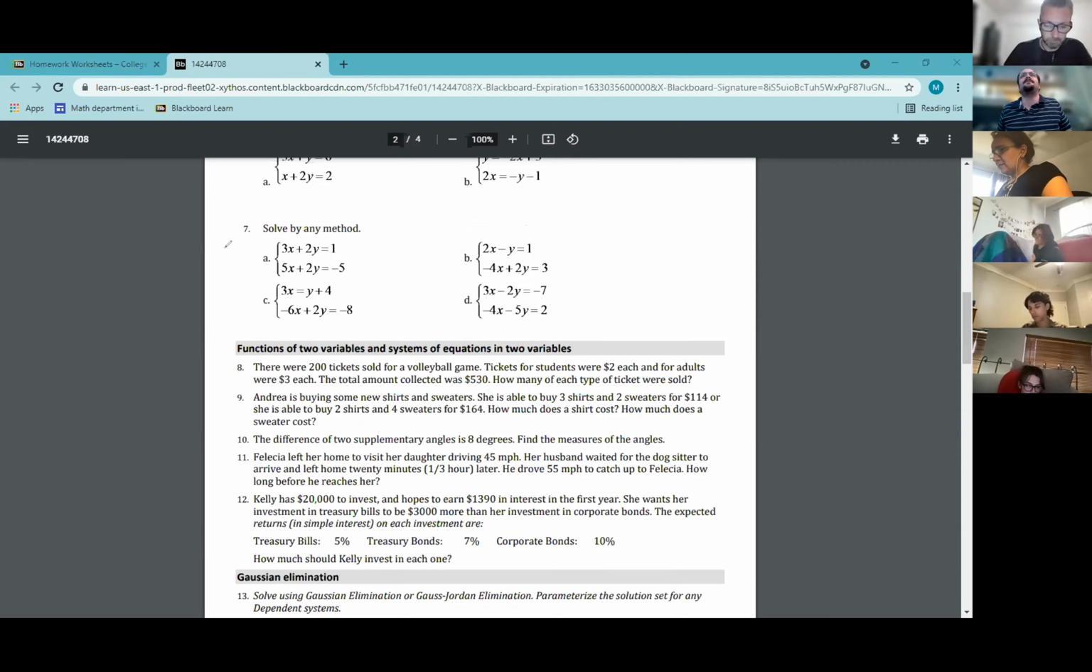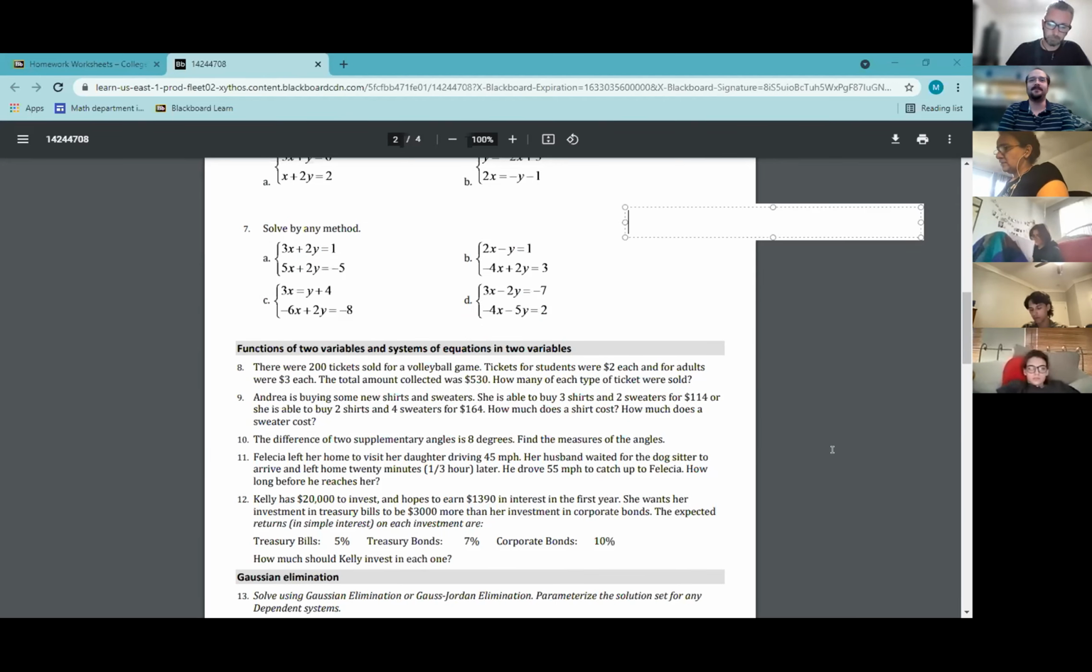There were 200 tickets sold at a volleyball game. Tickets for students were $2 each. Adults were $3 each. The total amount collected was $530. How many of each type of ticket were sold? So we want to write a system of equations. We want to write things as variables. So the first thing I should do is define my variables. So what did you let your variables be?